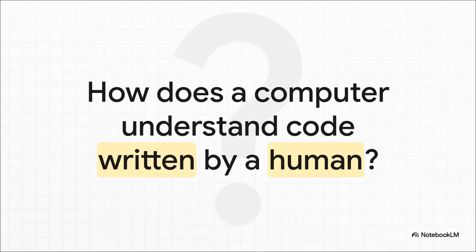At first glance, this seems pretty straightforward. But just stop and think about it for a second. The code you write looks a lot like English, right? It's got words, logic, structure. But your computer's brain, the processor, only speaks one language, and that language is binary, just zeros and ones, on and off. That's it. So bridging that gap, that's the core problem every single programmer has to solve. And how we do it is actually pretty cool.